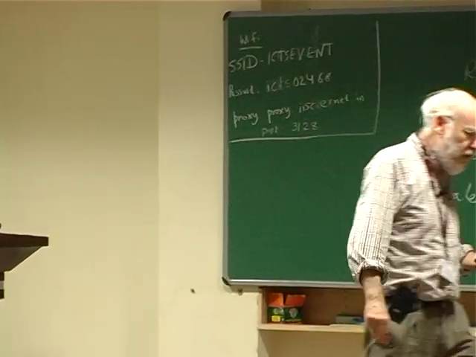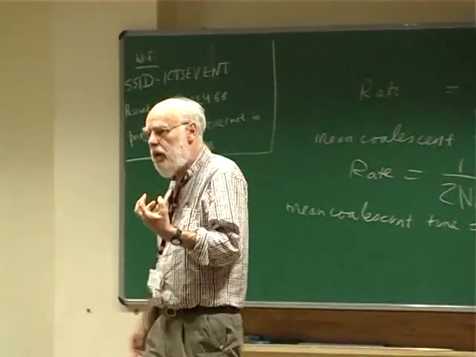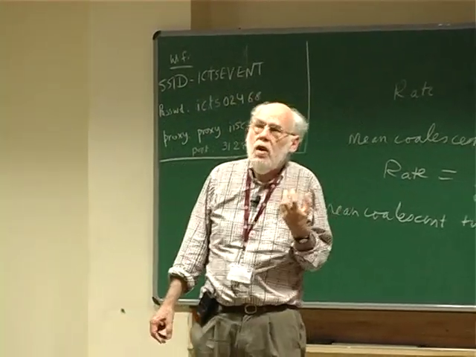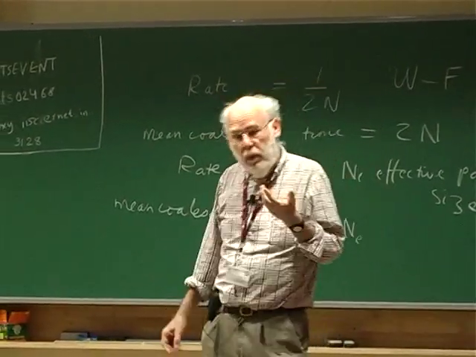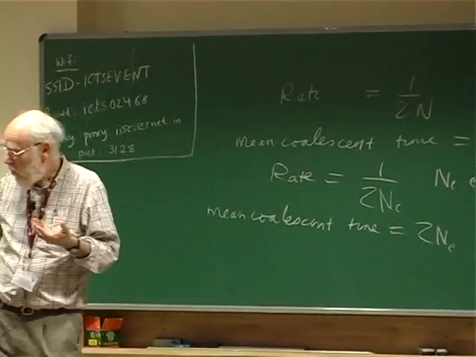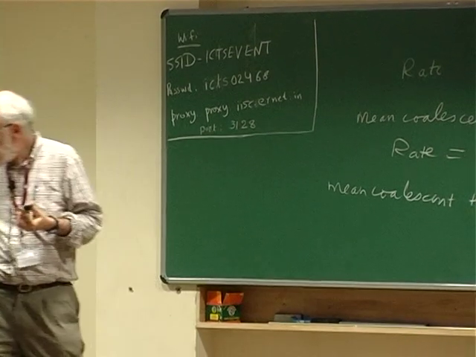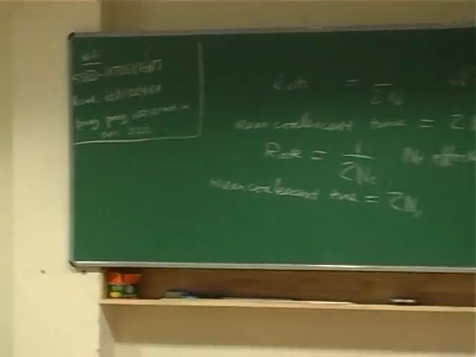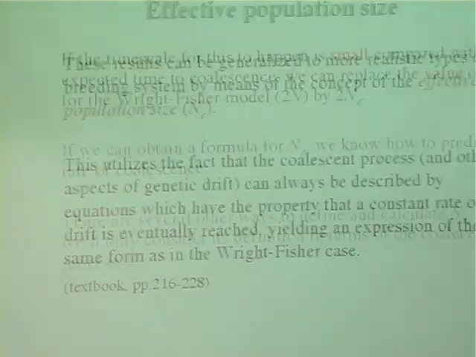So what does all this mean, really? Well, it means that if we take a particular model of the breeding system of a species, if we're clever enough, we can work out an expression for Ne. So let's take the simple example: the case of two separate sexes.